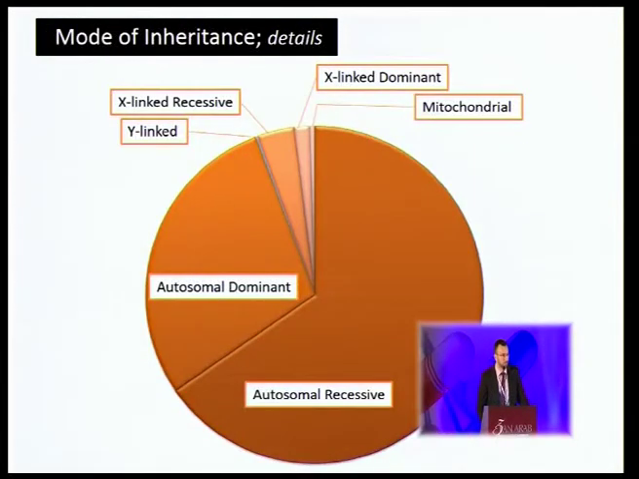So again, if we want to look in depth into the mode of inheritance, we can see that autosomal recessive disorders have about 60% of the total records in the database, and 30% are autosomal dominant. The remaining 10% is divided between X-linked and Y-linked, X-linked dominant and recessive, and mitochondrial.